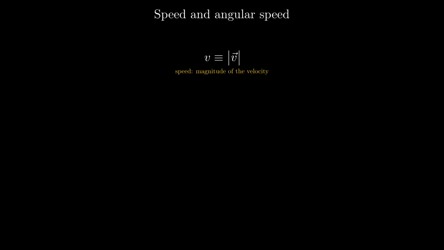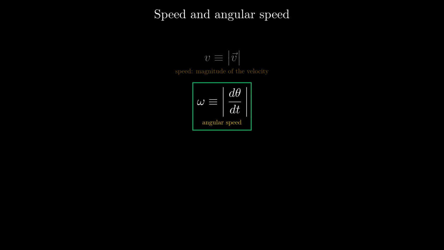We write the magnitude of the velocity as v, the speed, and we give a name to the rate the angle changes. The angular speed is the magnitude of d theta dt. We denote it by the Greek letter omega. So omega equals the absolute value of d theta dt. The absolute value matters. The object can sweep counterclockwise with d theta dt positive or clockwise with d theta dt negative, but its angular speed omega is always positive.